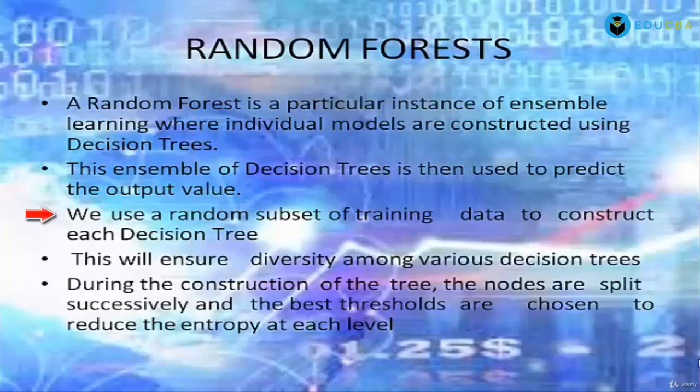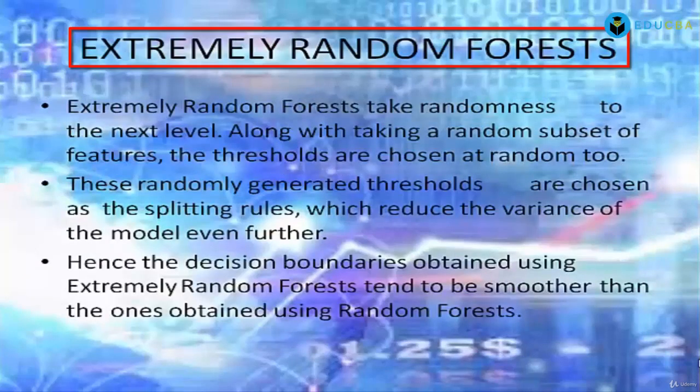We use a random subset of training data to construct each decision tree. This will ensure diversity among various decision trees. During the construction of the tree, the nodes are split successively and the best thresholds are chosen to reduce the entropy at each level. Next is extremely random forests.